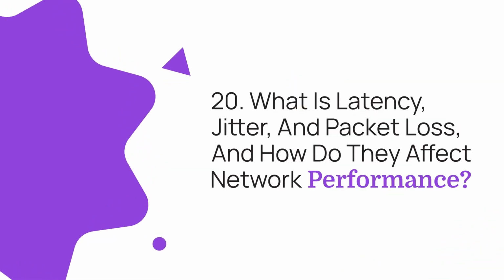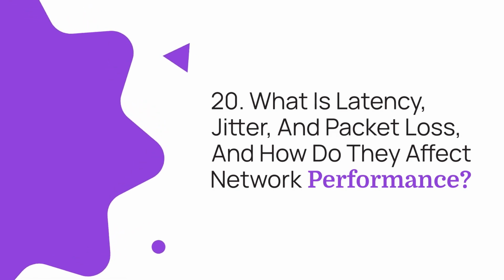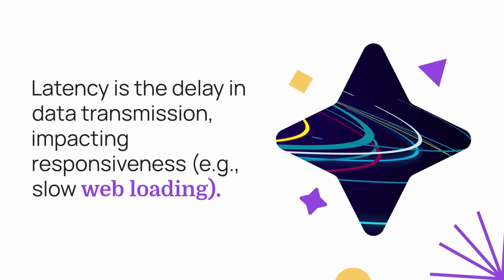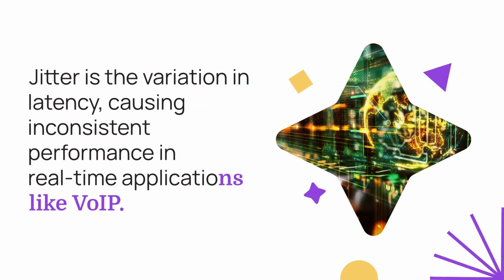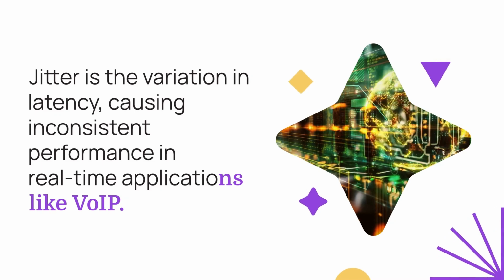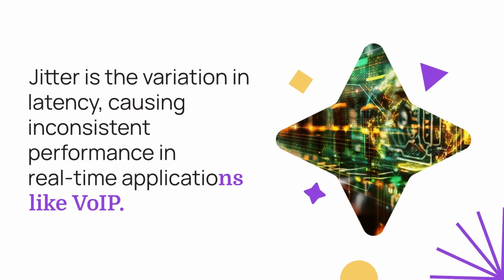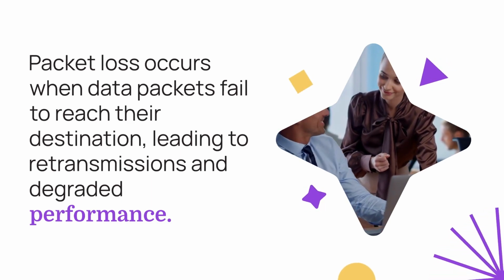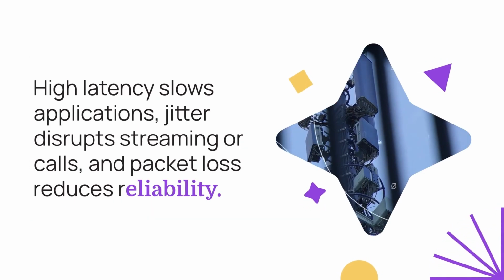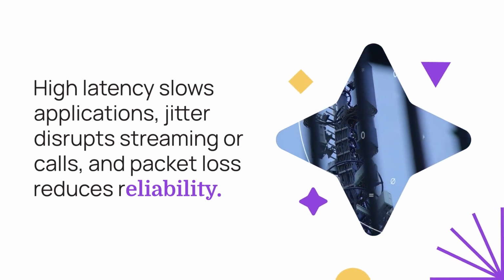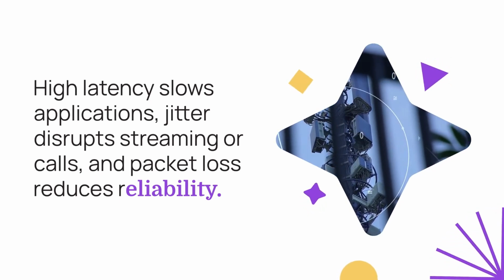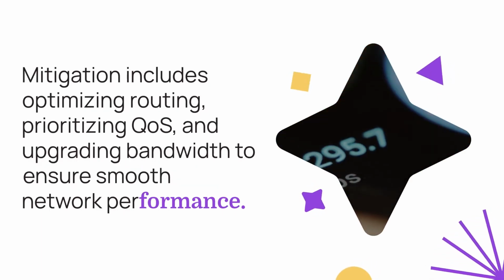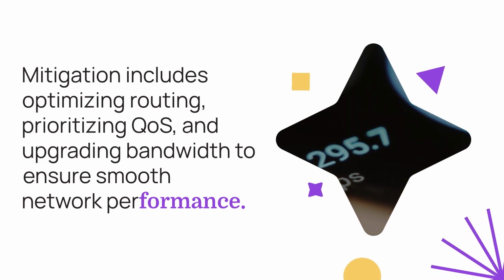20. What is latency, jitter, and packet loss, and how do they affect network performance? Latency is a delay in data transmission, impacting responsiveness, e.g., slow web loading. Jitter is the variation in latency, causing inconsistent performance in real-time applications like VoIP. Packet loss occurs when data packets fail to reach their destination, leading to retransmissions and degraded performance. High latency slows applications. Jitter disrupts streaming or calls, and packet loss reduces reliability. Mitigation includes optimizing routing, prioritizing QoS, and upgrading bandwidth to ensure smooth network performance.